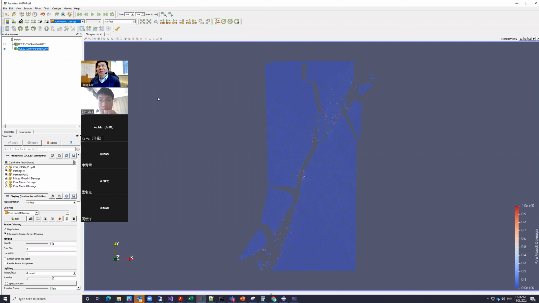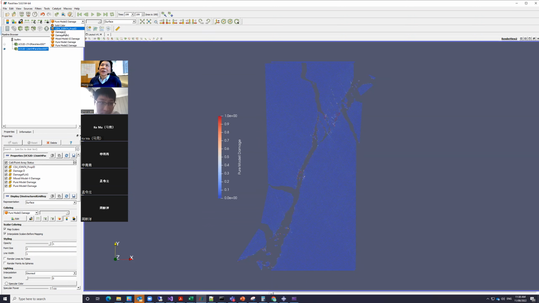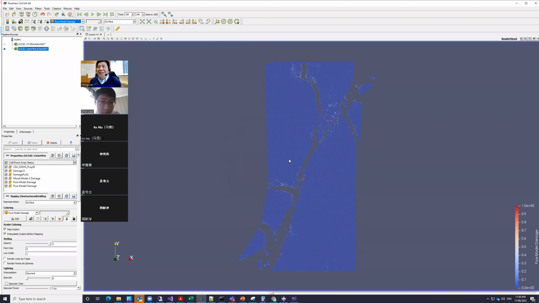You notice that we have very few. Let me put in these scales so it is clearer. We have very few in pure mode 2, and very few in pure mode 1 as well. The majority, you will notice, is the mixed-mode failure.